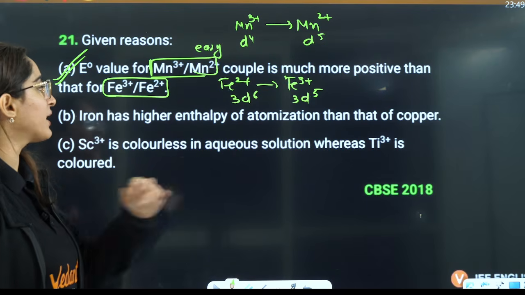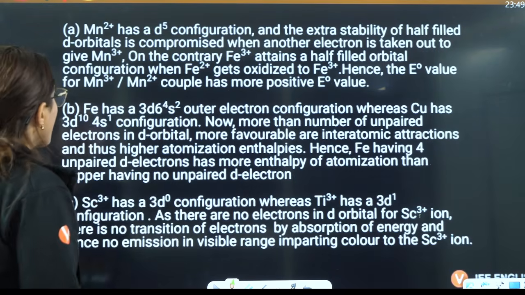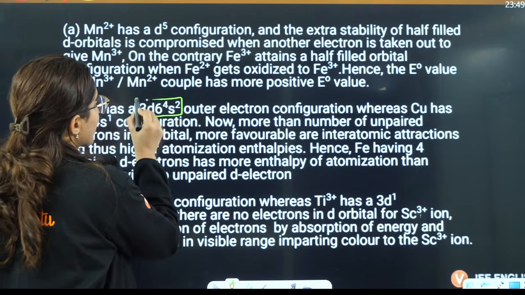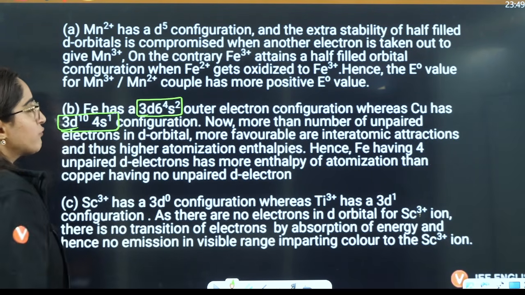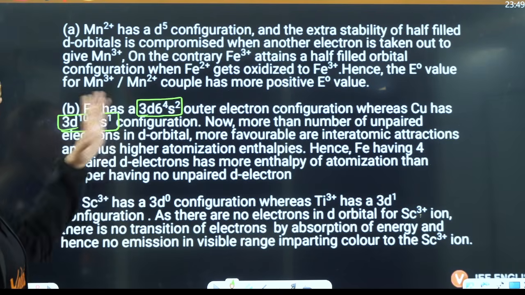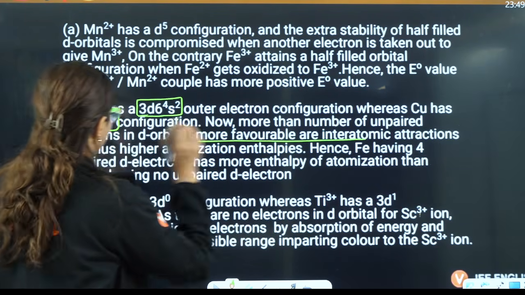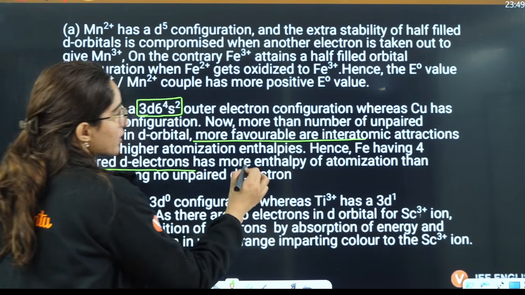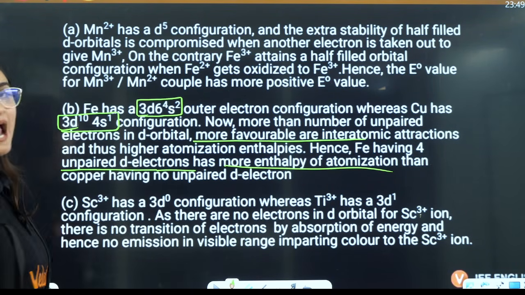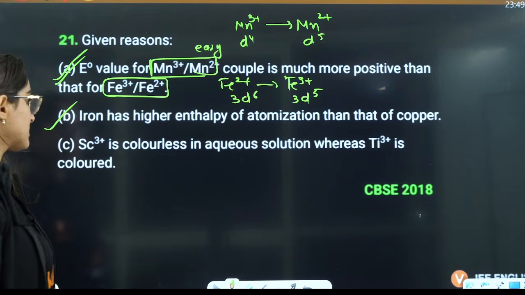Iron has higher enthalpy of atomization than that of copper. Why? So iron has 3d6 4s2 outer electronic configuration. Copper has 3d10 4s1. You can see, more the number of unpaired electrons, more favorable is the interatomic attraction. That is why iron has 4 unpaired electrons and has more enthalpy of atomization, because more the number of unpaired electrons, more it is.